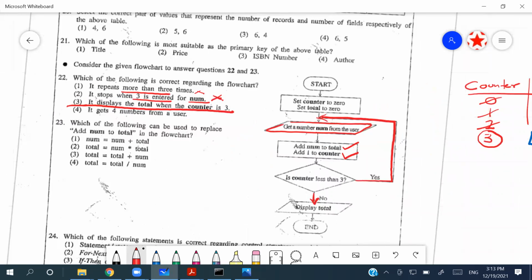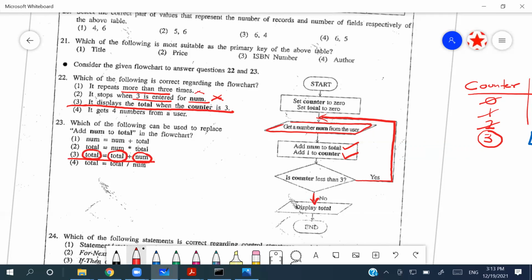Right, so after 22nd, 23rd, which of the following can be used to replace add num to total in the flow chart? So add num to total can be replaced with what? Total equals total plus num. That's how it says. So this total indicates the current value of the total. It will be added with the number value and then again assigned to the variable total. So the third one is going to be the answer.